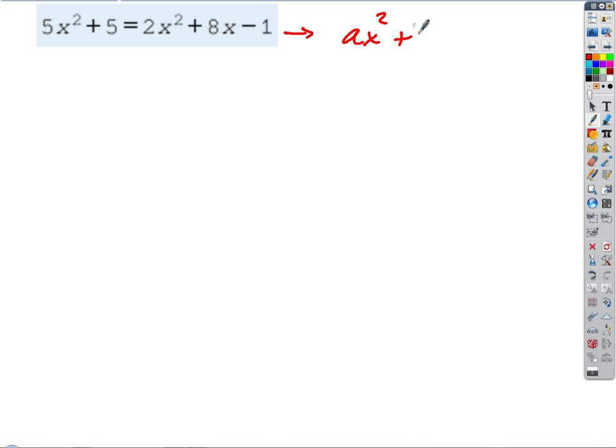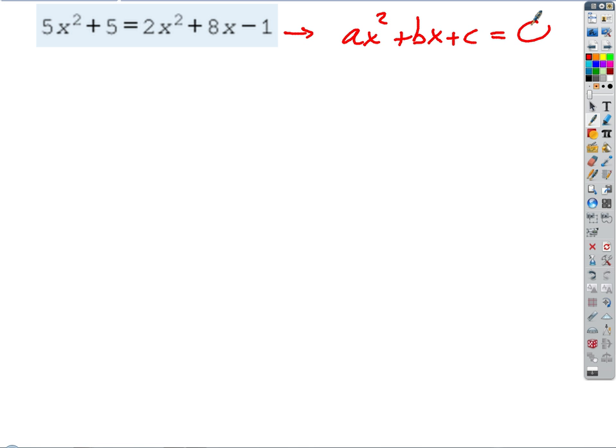ax squared plus bx plus c equals 0. That's a quadratic equation in standard form, right? And you'll tell me how to do that in a second. Judith got to start. That was right. To kick the ball off here, we're going to subtract 2x squared from both sides. We'll do some other things too.